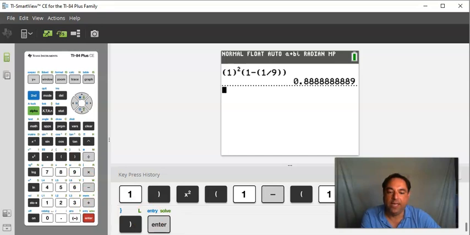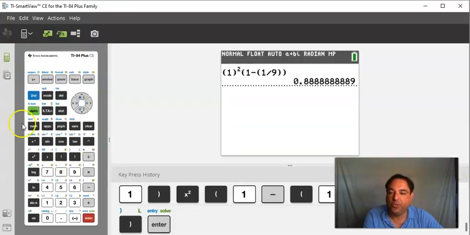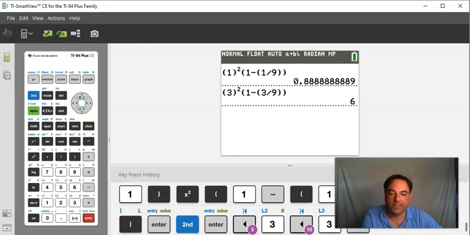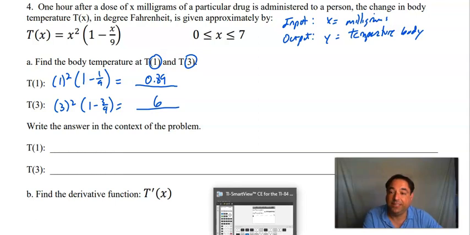And we get about 0.89. And we're going to do the same thing but plug in 3. A little calculator trick: if you hit second enter, it gives it back to you. And everywhere there is a 1 we plugged in, we'll plug in a 3. Hit enter, and we get 6. So, yes, we get the answer, but we're going to check it in the calculator as well with the table.